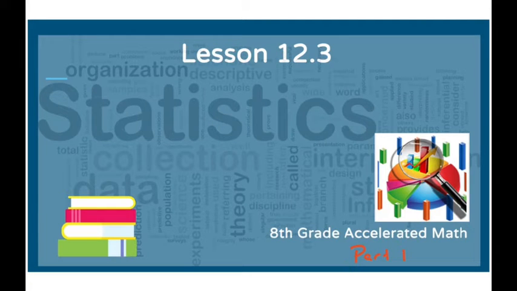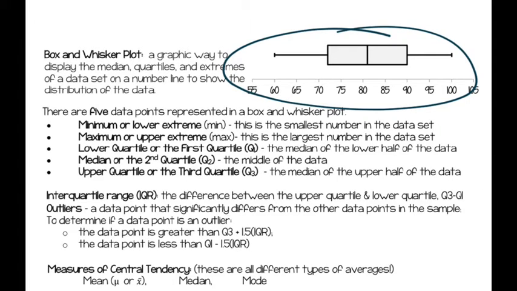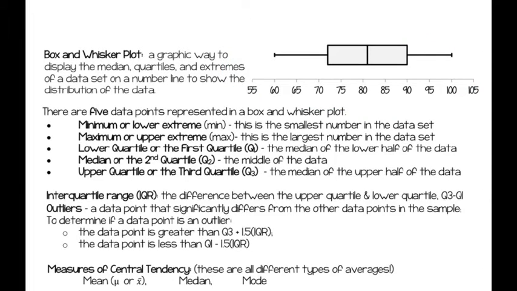This is part 1 of lesson 12.3, and today's lesson is on box and whisker plots. First of all, this is what a box and whisker plot looks like. It's named that because it has a box and these little pieces going out that look kind of like whiskers. That's why it's called a box and whisker plot. A number line is given so that you can tell where the numbers match up. We're going to talk a lot more about that.